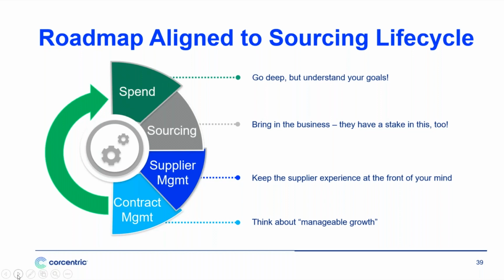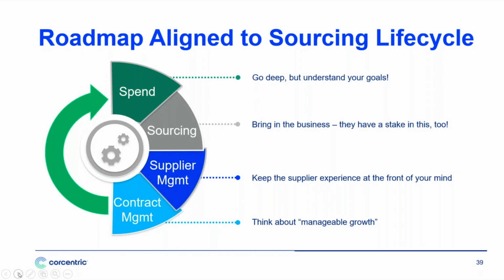When it comes to sourcing, I always tell people, step one, bring in the business. They have a stake in this too. There's a process and a workflow tied to strategic sourcing. When you're in procurement, there should be a somewhat more simplistic version of that if you're asking the business to run their own events. So how do you integrate those two things into a tool?